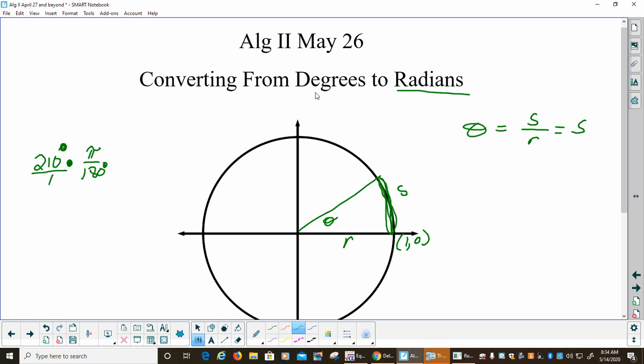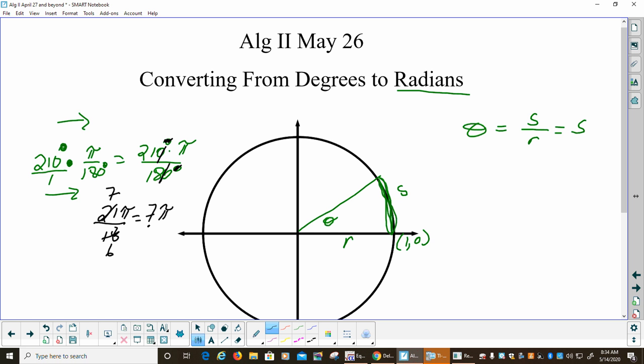When you're going from degrees to radians, you multiply by pi over 180. When you multiply fractions, you go straight across. So you have 210 degrees times pi over 180. First, the degree symbols cancel out. The zeros would cancel out. So right now I've got 21 pi over 18. There's a 3 that's going to cancel out to give you 7 and 6. So your answer is 7 pi over 6.